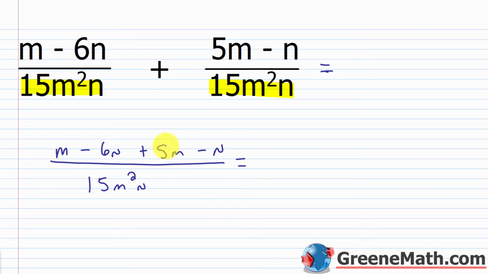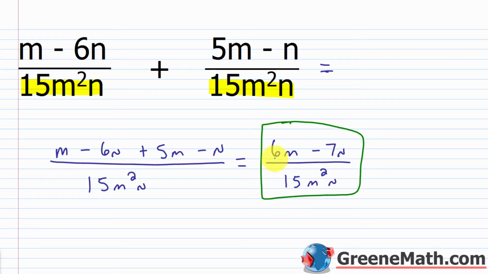So m plus 5m is 6m. And then negative 6n minus n is negative 7n. And this is over, again, 15m²n. So is there anything I can factor from the numerator here that I could cancel with the denominator? The answer to that is no. You have 6 and you have 7. Number-wise, no. Variable-wise, I have an m and then an n. So nothing I can really pull out. So this is going to be your final answer here: (6m - 7n) over 15m²n.